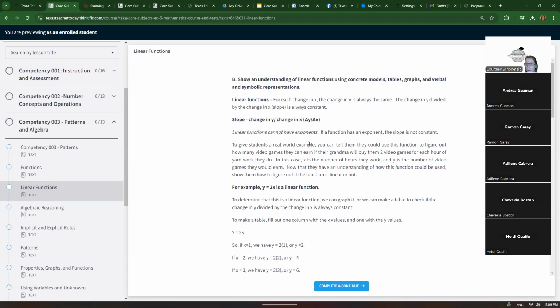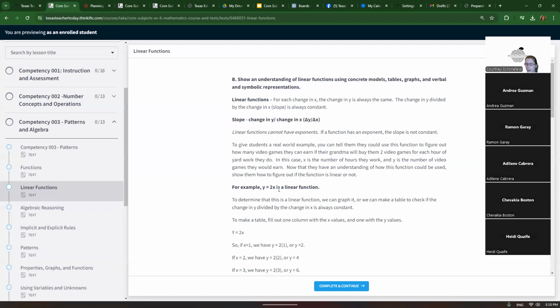So to give students a real world example, you could tell them they can use this function to figure out how many video games they can earn if their grandma will buy them 2 video games for each hour of yard work they do. In this case, x is the number of hours of work they do, and y is the number of video games they would earn. So that makes it something they can relate to. Now they have an understanding of how this function can be used, show them how to figure out if the function is linear or not.